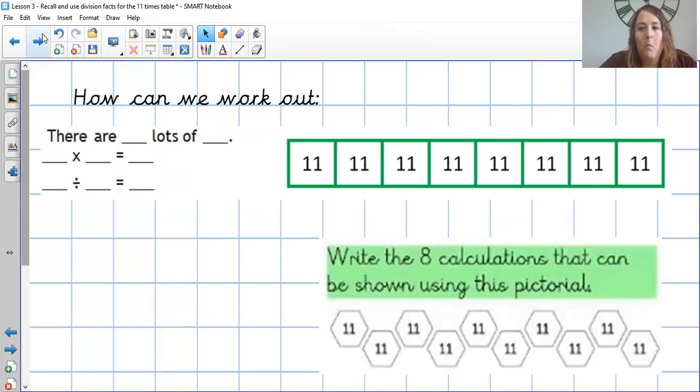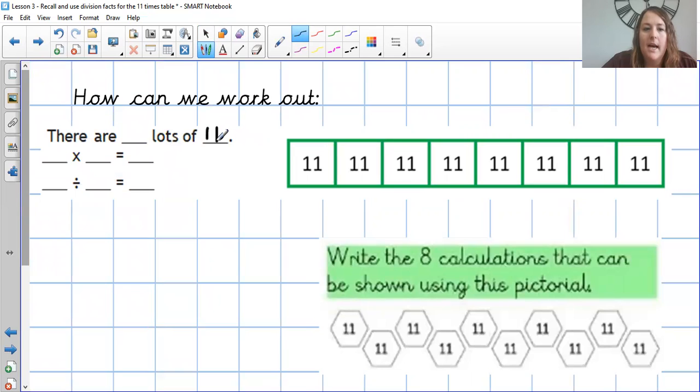Okay, our word problems today. How can we work these out? So the first picture, there is a green rectangle with lots of 11s inside, and it's asking you how many there are. So how many lots of something? So we know they are lots of 11 because that's the number we're looking at. How many are there? 1, 2, 3, 4, 5, 6, 7, 8. So there are 8 lots of 11.